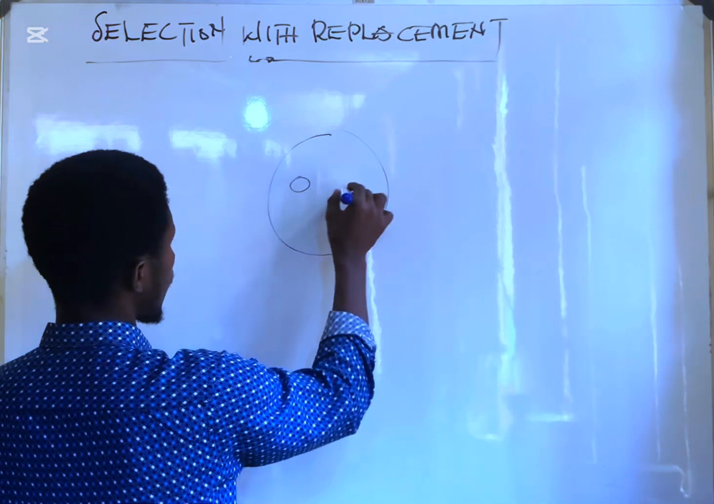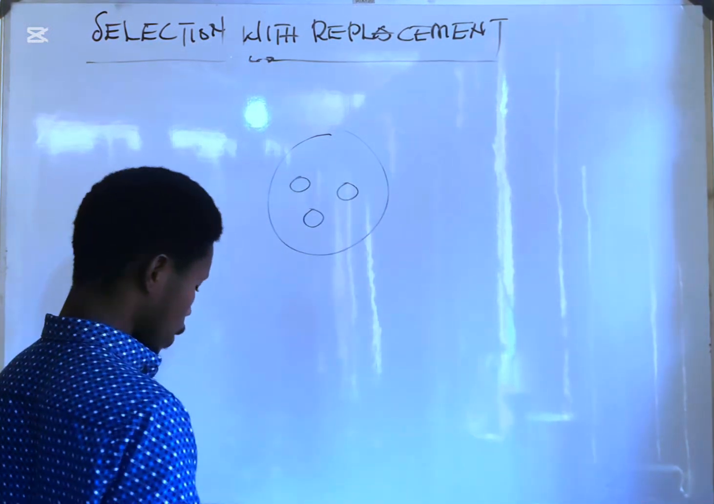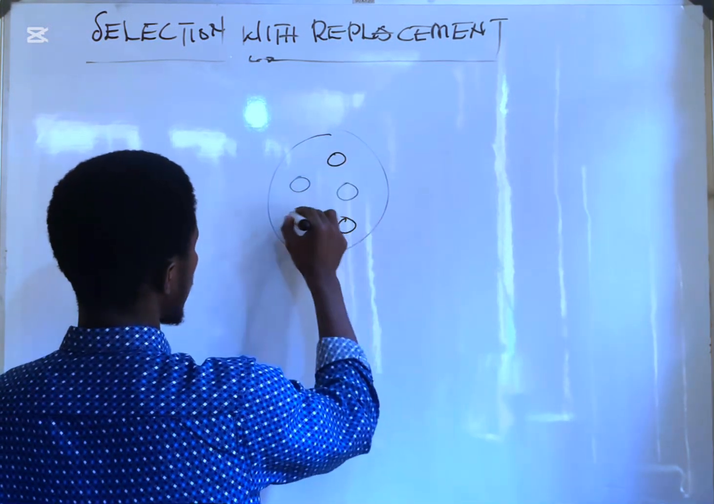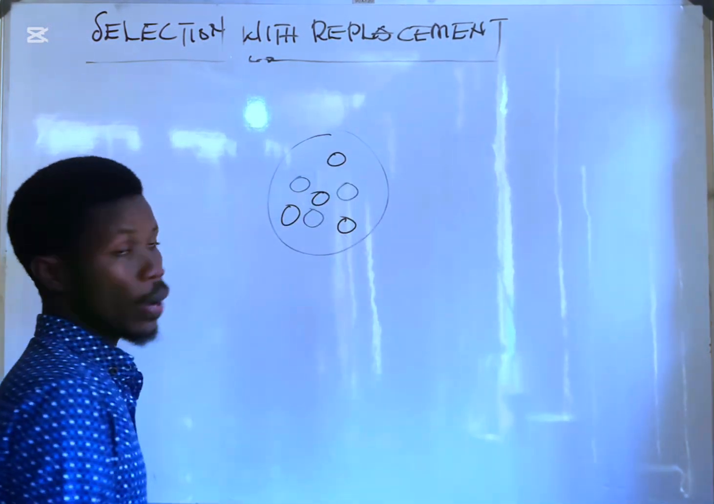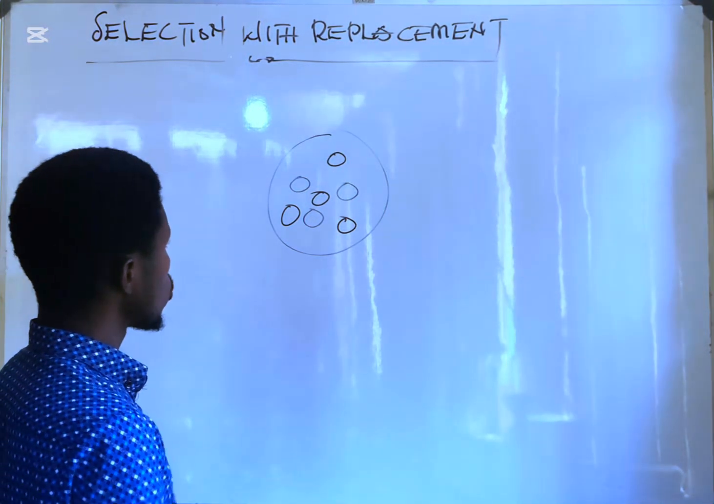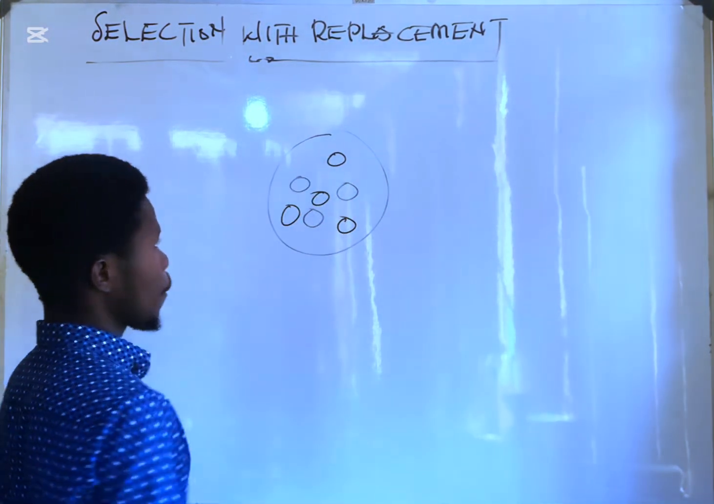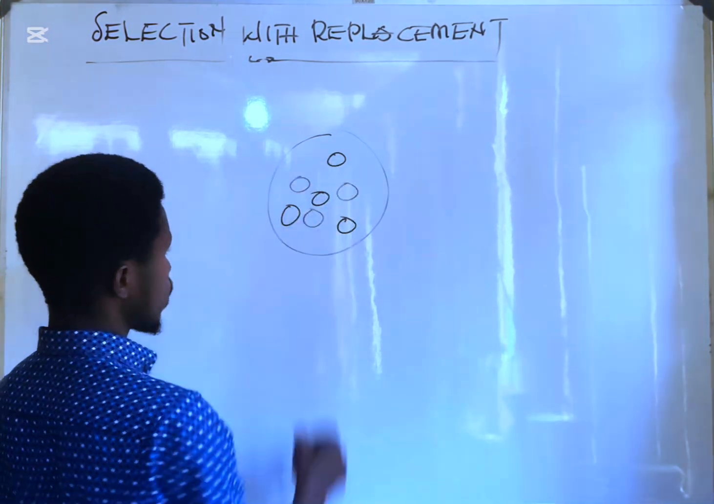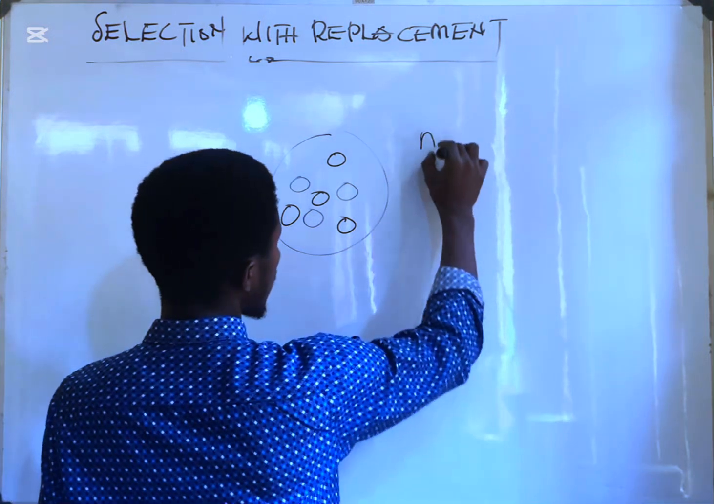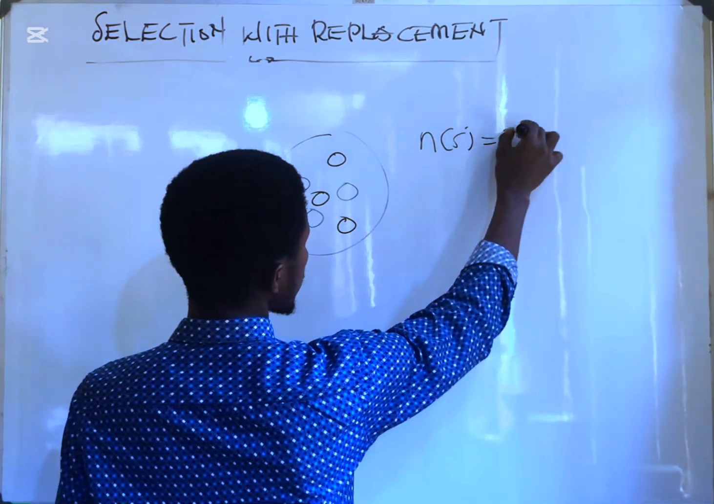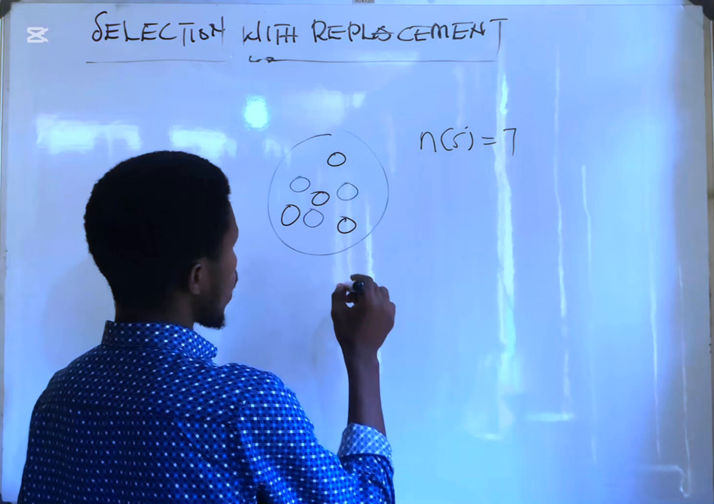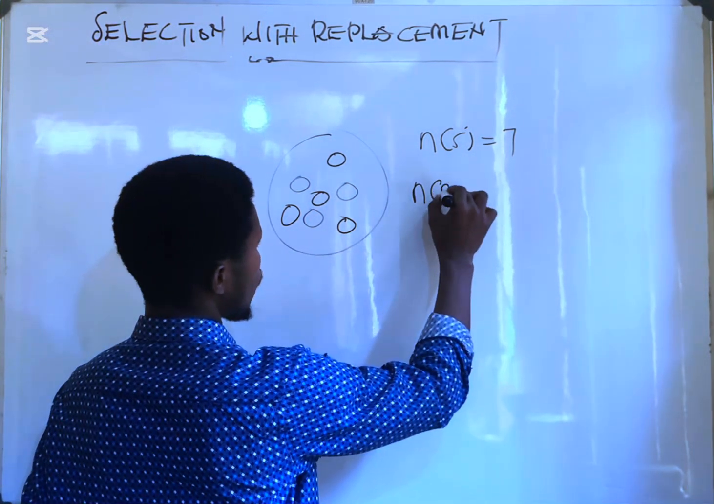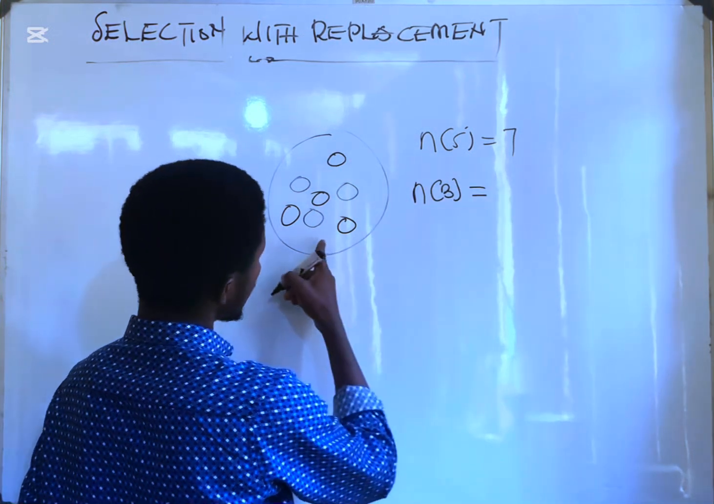Then, I have 3 blue balls and 4 black balls, okay? So, with 1, 2, 3, 4, let's say the sample space will be 1, 2, 3, 4, 5, 6, 7. So, our sample space will be 7. Is that okay? Now, getting black balls will be 4.